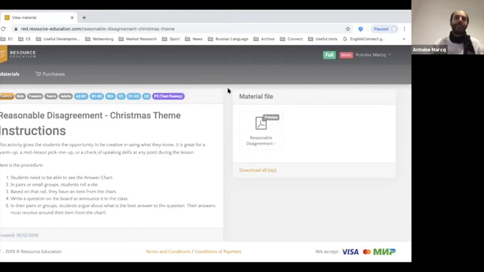If you want to start a lesson, if you want to wake up your students, you can use it as a warmer. You can easily use it as a P3 in your lesson. If you taught something, then you did your P1 to check understanding, your P2 to automate, and then your P3. This can be your P3. It can also be at the very end of your lesson as a kind of contingency activity. So there you have it, reasonable disagreement, Christmas themed.